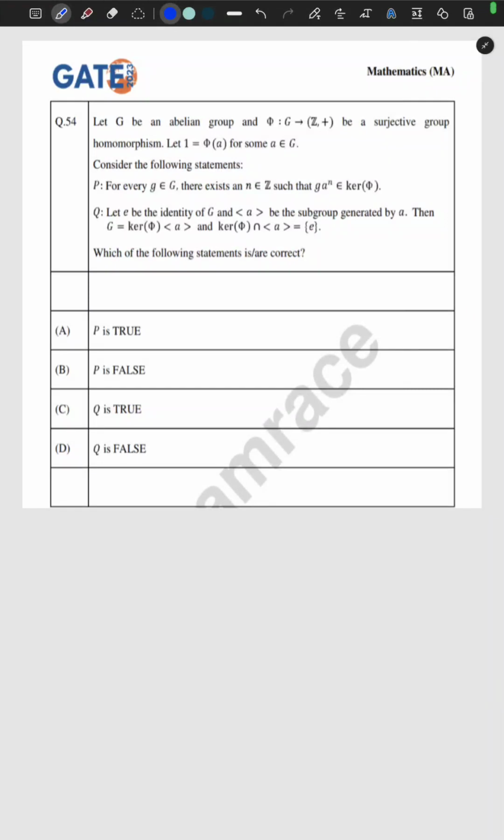Hello everyone. Today we solve this question. This question was asked in the GATE exam 2023. It is from the group theory part. Here, phi is a homomorphism which maps the group G to the group Z plus. Z plus is the group under addition and it contains all the integers.